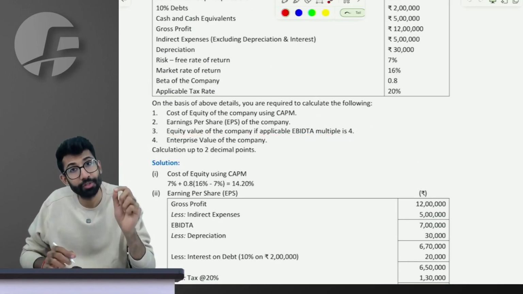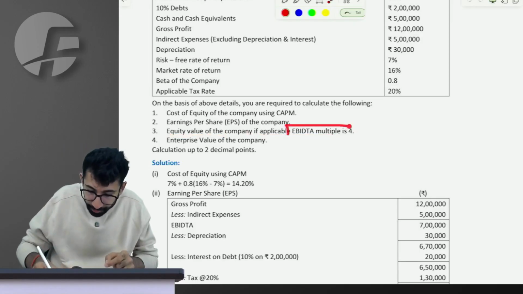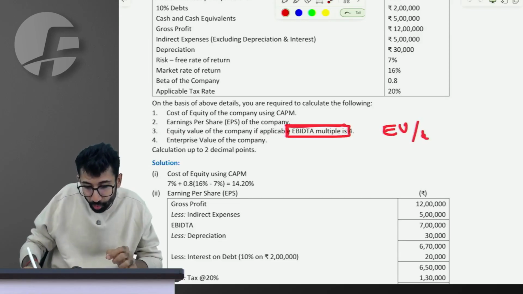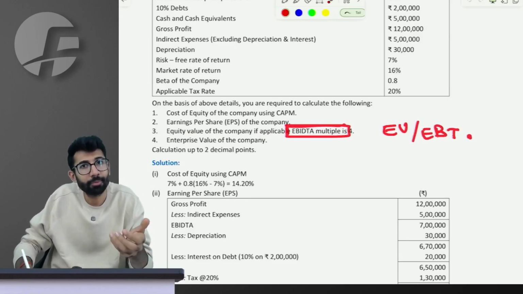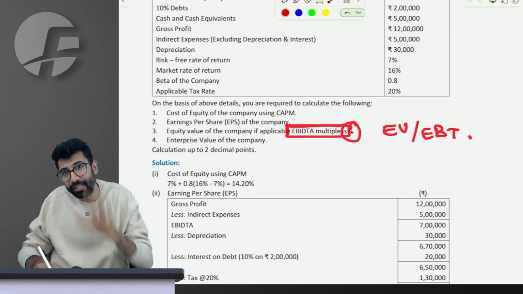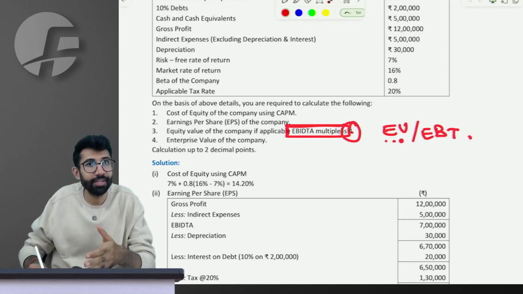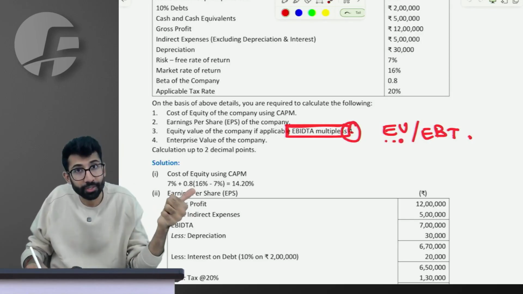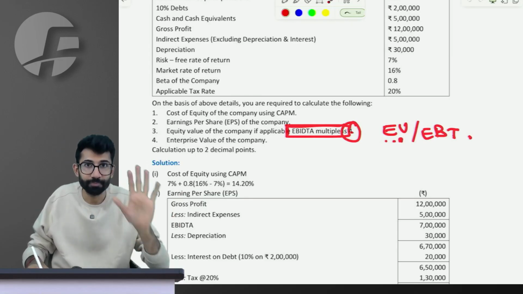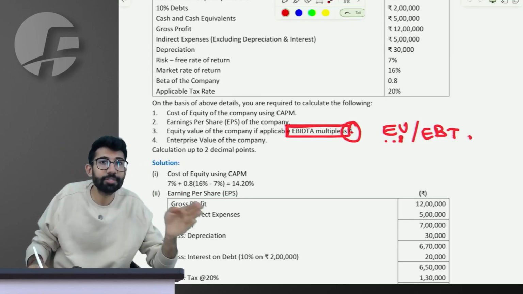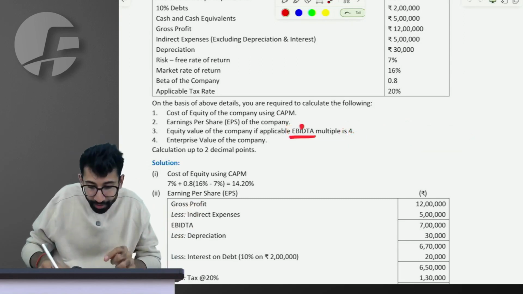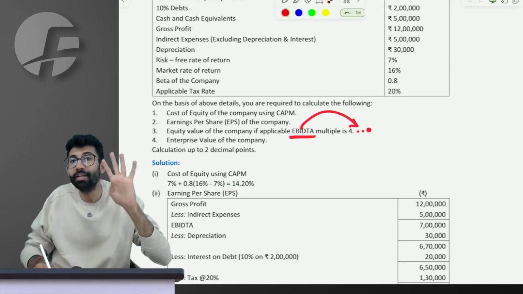Sir, we need to find out the value of equity share. When someone gives you EBITDA multiple, you have to understand that it is the EV to EBITDA ratio, which is 4 times. With this line, are you able to relate it with relative valuation, which we have learnt in the topic of security valuation, business valuation, or in our book, equity and business valuation, relative valuation? Sir, which means if you multiply the EBITDA by 4, you will get the enterprise value.